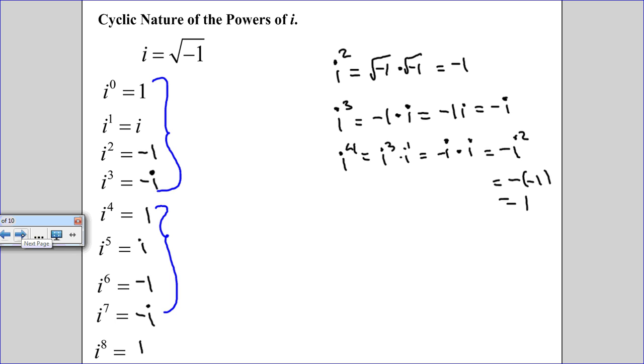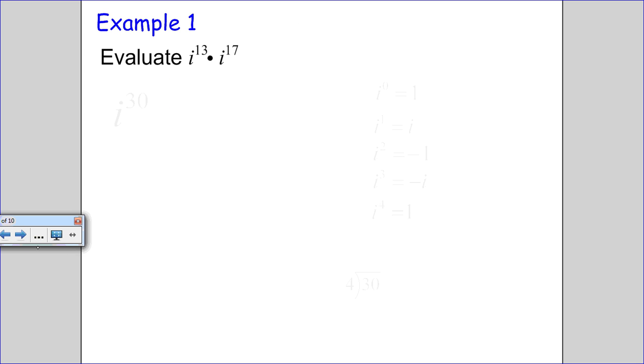So let's move on. Example 1. Evaluate i to the 13 times i to the 17. Well, i to the 13 times i to the 17th is i to the 30th, right? You got to add the exponents. You should know that because we covered multiplying variables with exponents.